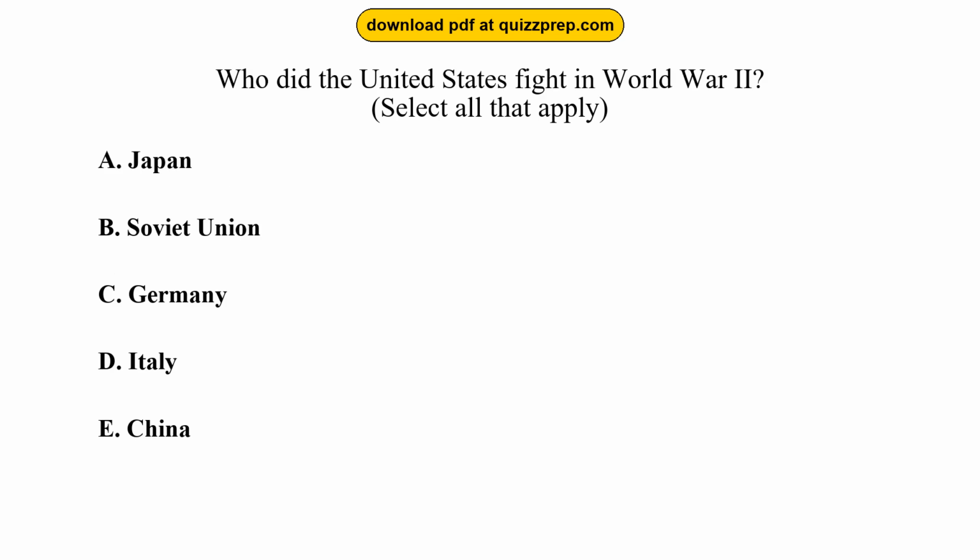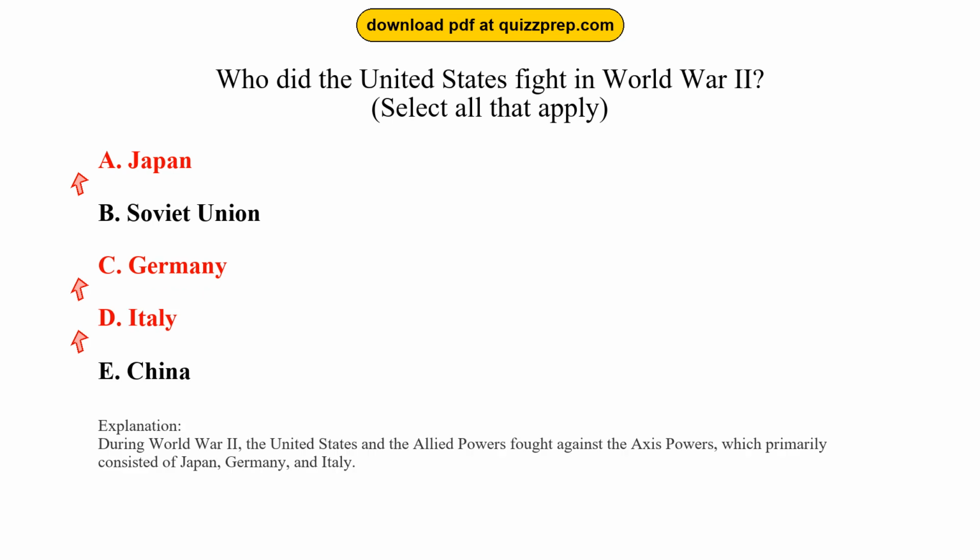Question 73. Who did the United States fight in World War II? Option A Japan. Option B Soviet Union. Option C Germany. Option D Italy. Option E China. The correct answers are options A and C and D. Japan, Germany, Italy. During World War II, the United States and the Allied powers fought against the Axis powers, which primarily consisted of Japan, Germany, and Italy.